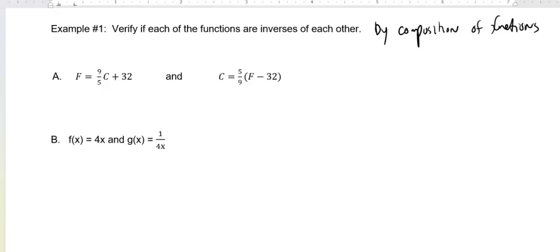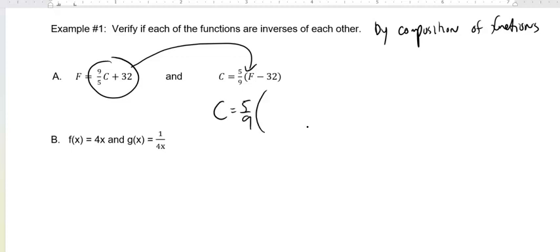So that means I've got to take this function and plug it into here. All right, so C equals 5/9 times (9/5 C + 32) minus 32. All right, so let's slow down for a second here. What did we just do? We just took this input variable, which is called F, and we plugged in our entire function here because that's what F is equal to.